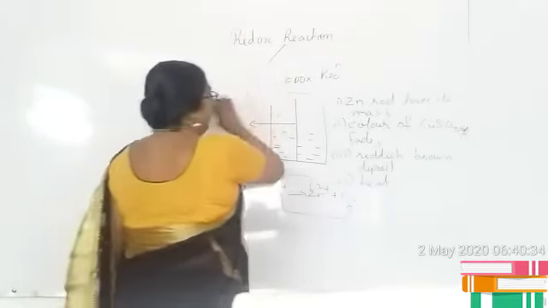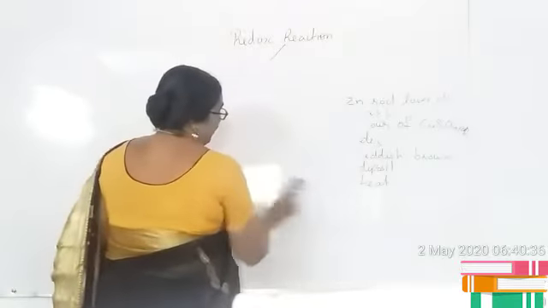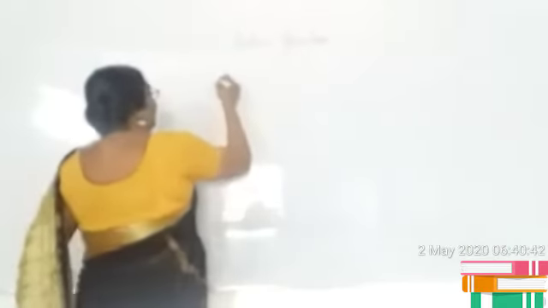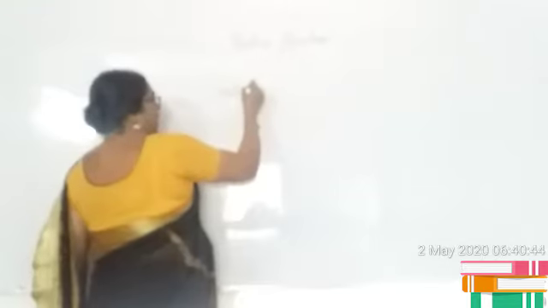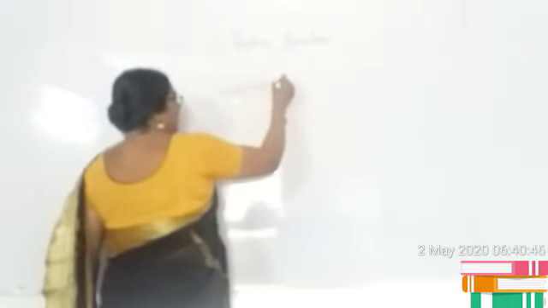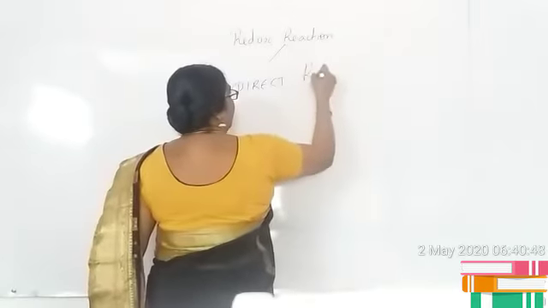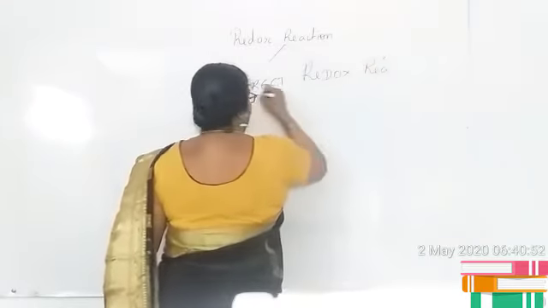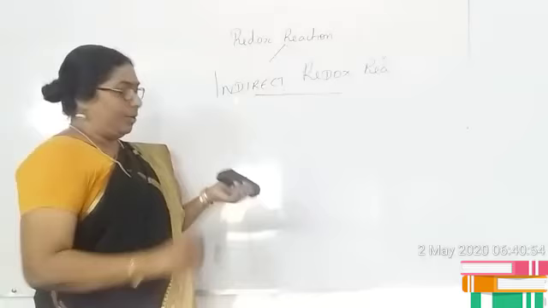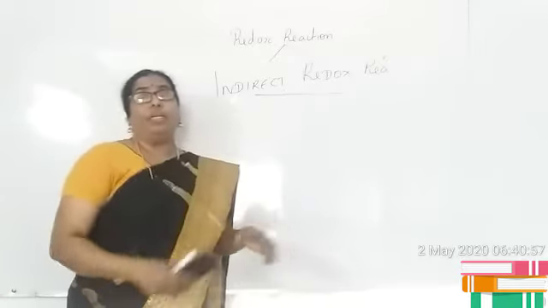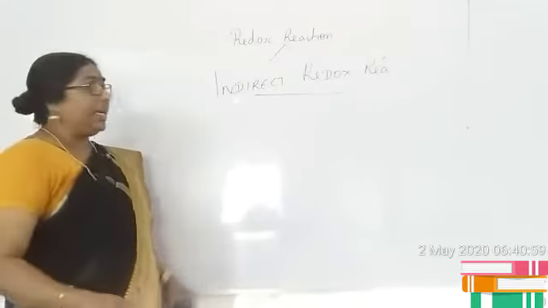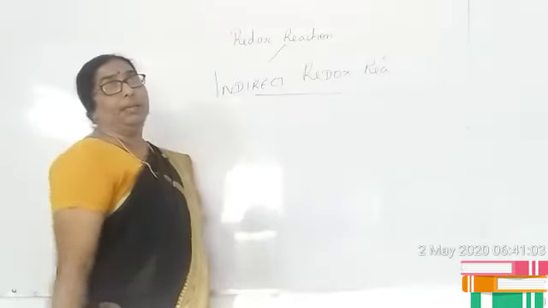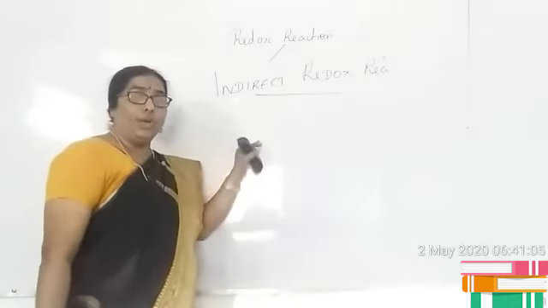Now let us study about indirect redox reaction. Can you guess the term indirect redox reaction now? Indirect redox reaction means the redox reaction where oxidation and reduction take place in different containers. Is it clear? The type of redox reaction where oxidation and reduction take place in different containers is termed as indirect redox reaction.